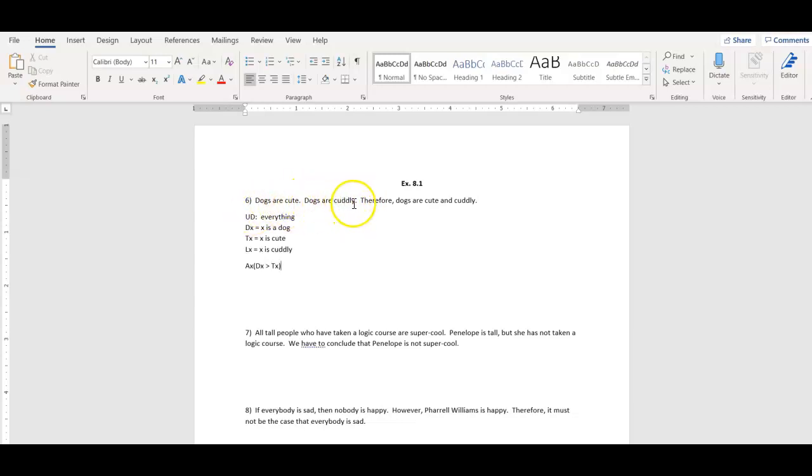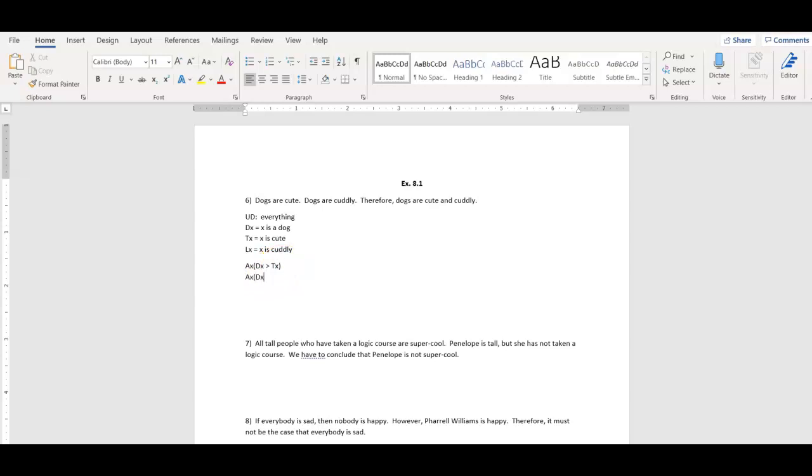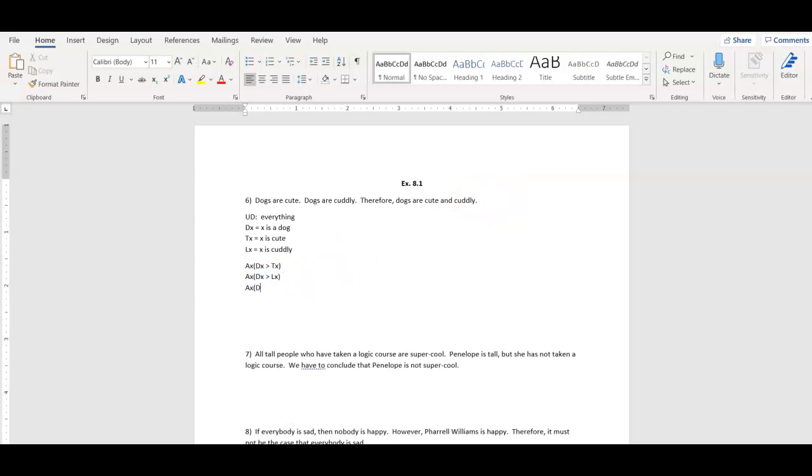Next premise, take them one at a time. It's easier if you break big problems down into smaller problems. So second, dogs are cuddly. Again, the implication there is all. So universal quantifier: if X is a dog, then X is cuddly. Now, therefore is a conclusion indicator word. And so our conclusion is dogs are cute and cuddly, again with the implication of all. For all X, if X is a dog, then, parentheses, X is cute and X is cuddly.